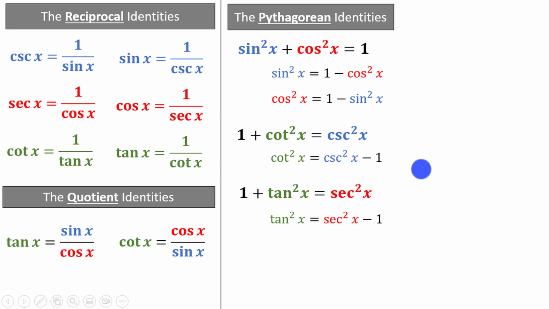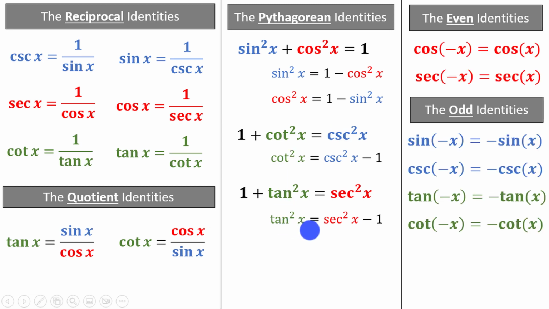I also have common algebraic manipulations of each of these three Pythagorean identities, solved for sine squared, cosine squared, cotangent squared, and tangent squared. Finally, we have the even and odd identities, which help us deal with negative angles. Cosine and secant are the only two even trigonometric identities, and sine, cosecant, tangent, and cotangent are odd.